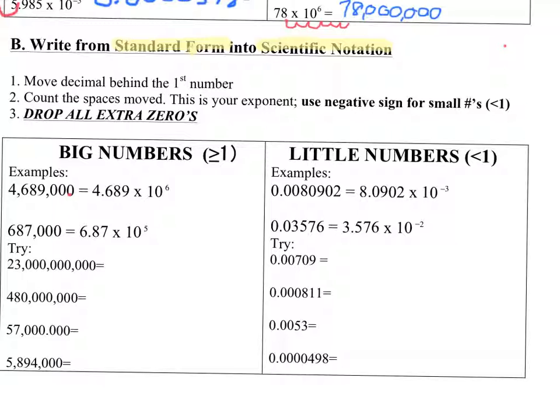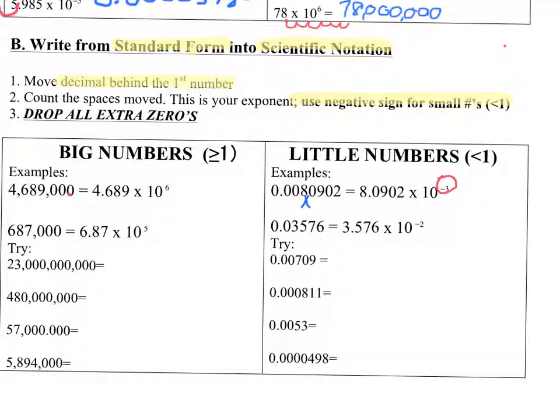To do this, you have to recall that the decimal has to be moved right behind the very first number, and to find the exponent, we will count the number of spaces that we have moved. We will use a negative sign for small numbers less than 1. Let me explain. As you recall, fractions or small numbers have a negative exponent. So to begin this task, we have to move the decimal right behind the first number.